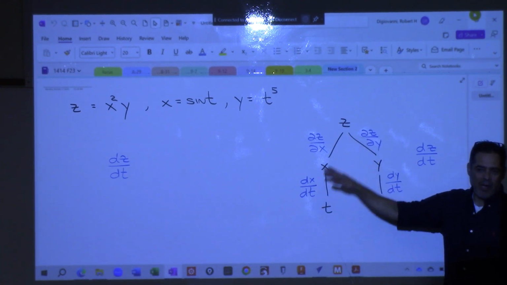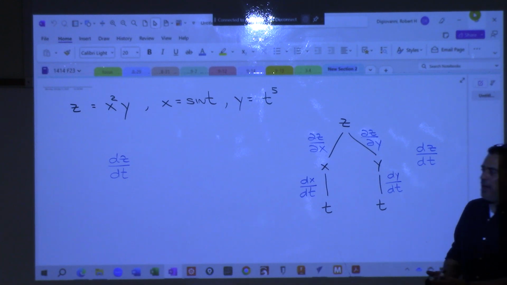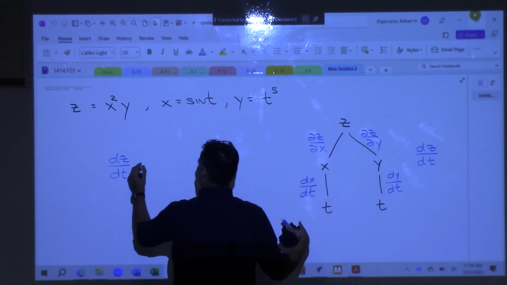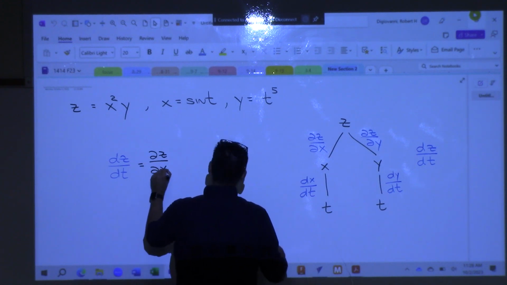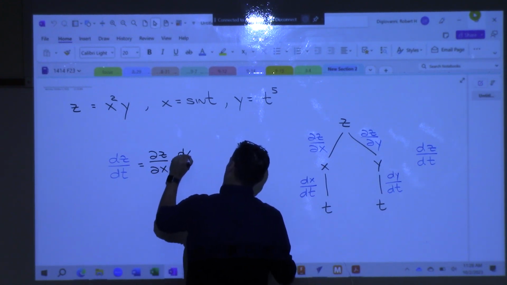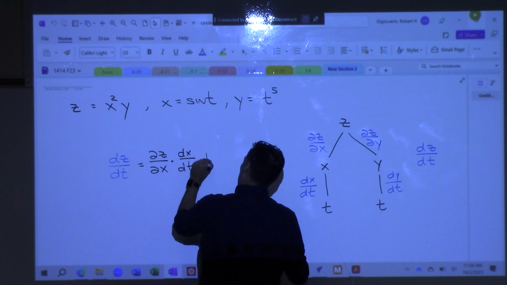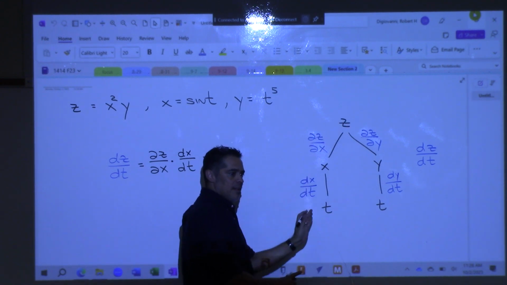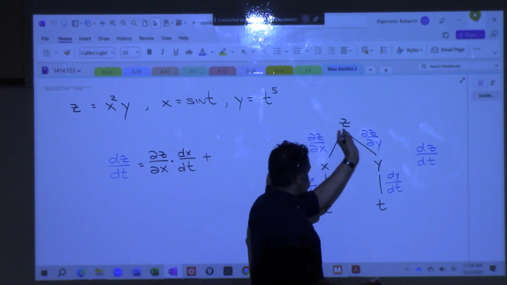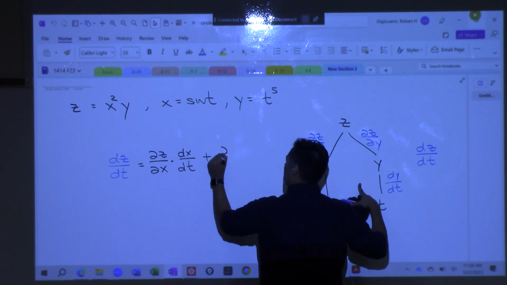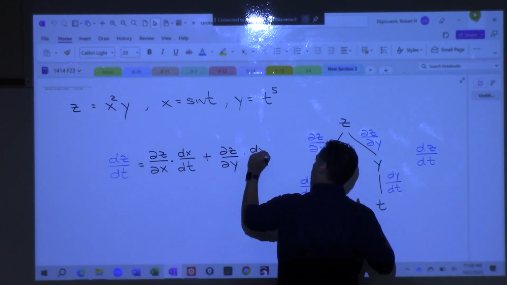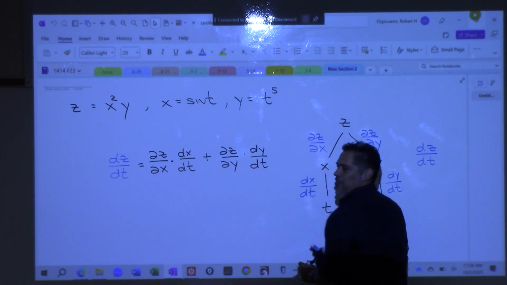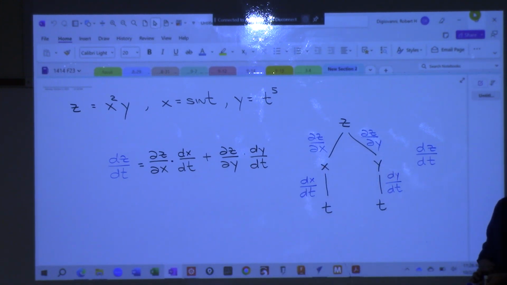You go down each branch and you add them up. Okay, so I'm going to go down this branch first. I get partial z with respect to x times dx/dt, plus, so I went down this branch, right? And now go down this branch, add to it partial z with respect to y times dy/dt. See how that works? It's the sum of the branches, going down the branches.